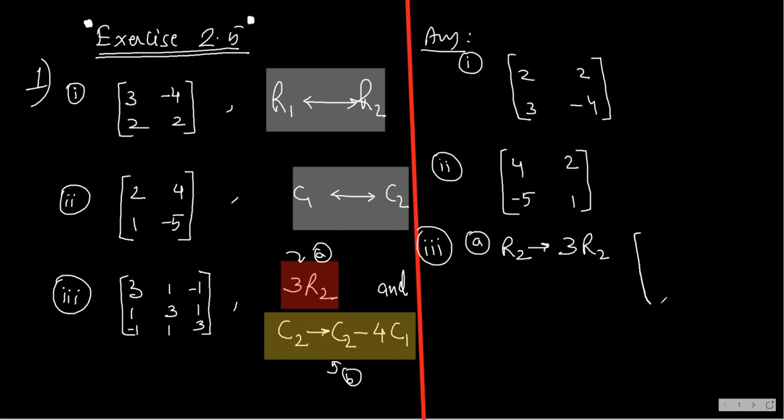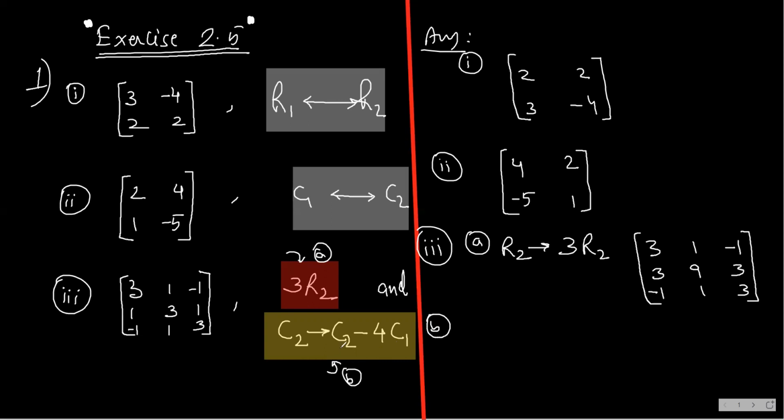What you will get here in that case, students, is that R2 would change, R1 and R3 will remain the same. So R1 is 3, 1, minus 1, and R3 is minus 1, 1, 3, same. R1 and R3 same. R2 would change: 3, 9, and 3.